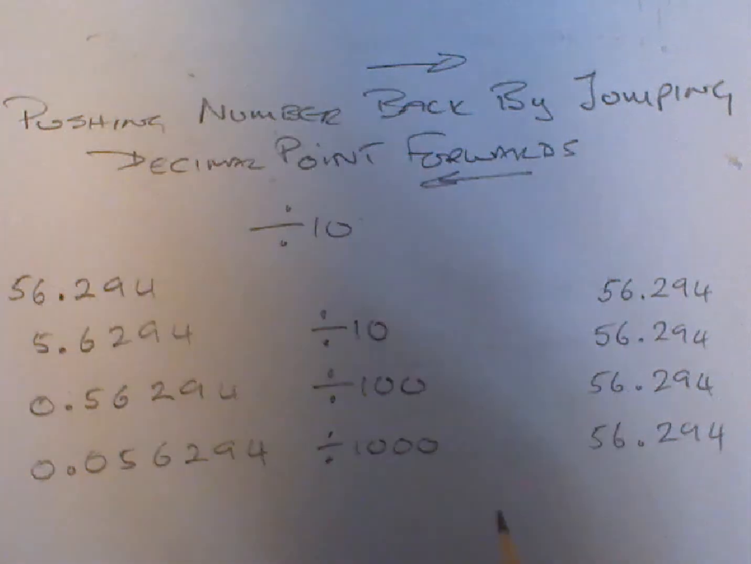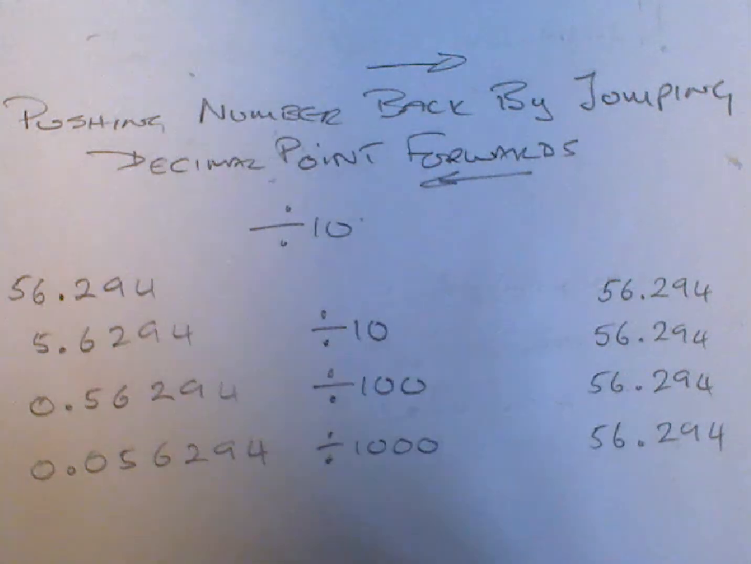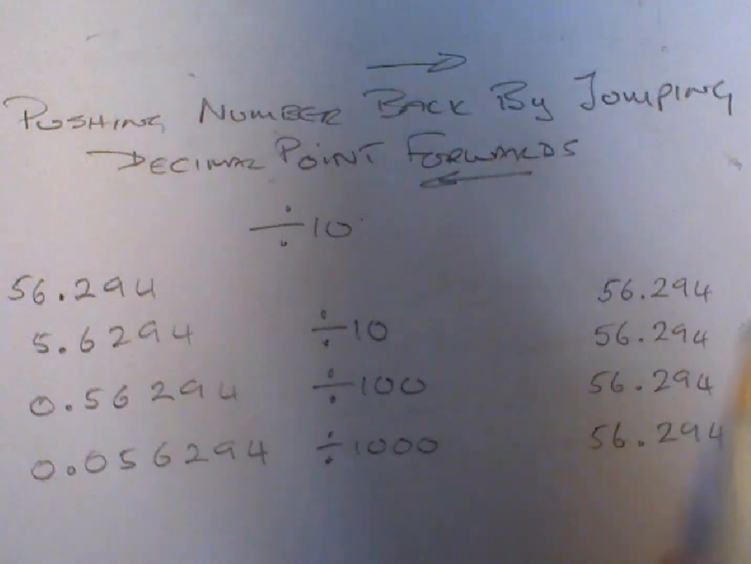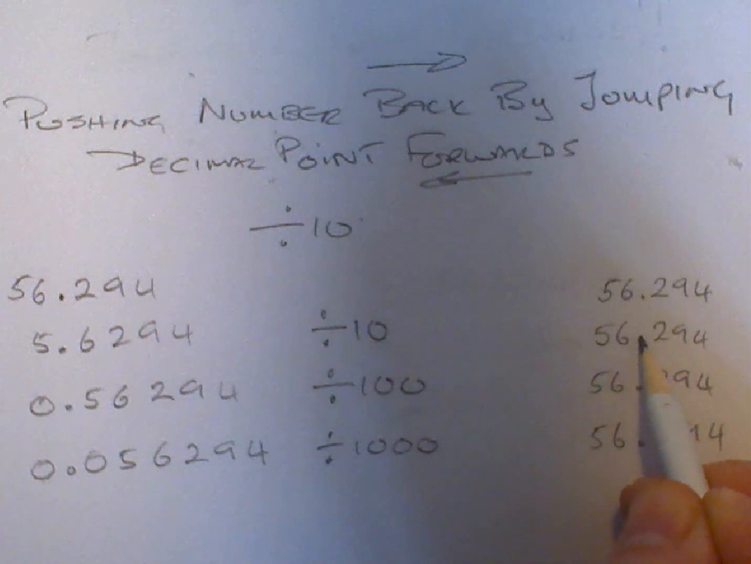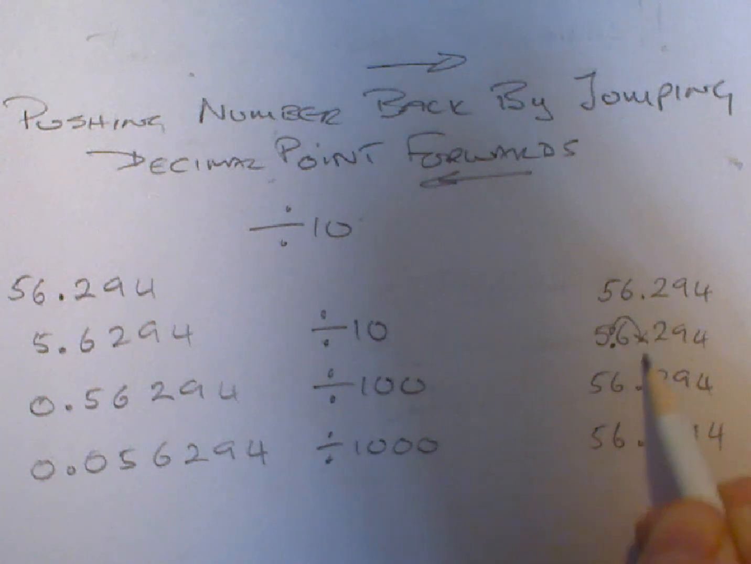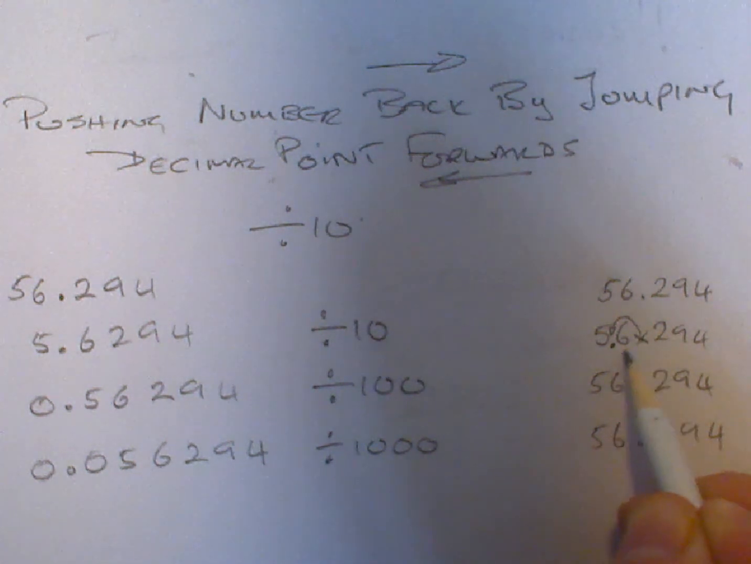But just as before, that's quite awkward to do on the page. So instead, we jump the decimal point forwards. So if I want to divide this number by 10, it jumps forward, okay, and arrives here and leaves here. Okay, it must leave here. You don't want a decimal place in two places.